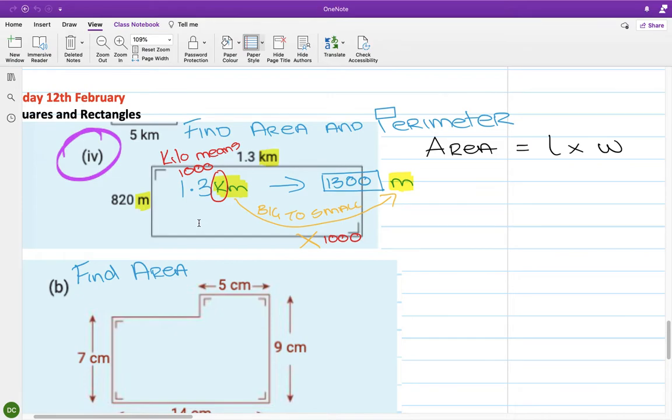So now I can do my question. It's going to be length is 1,300 multiplied by width is 820. So that gives me 1,066,000. And I went with meters, so that's meters squared.